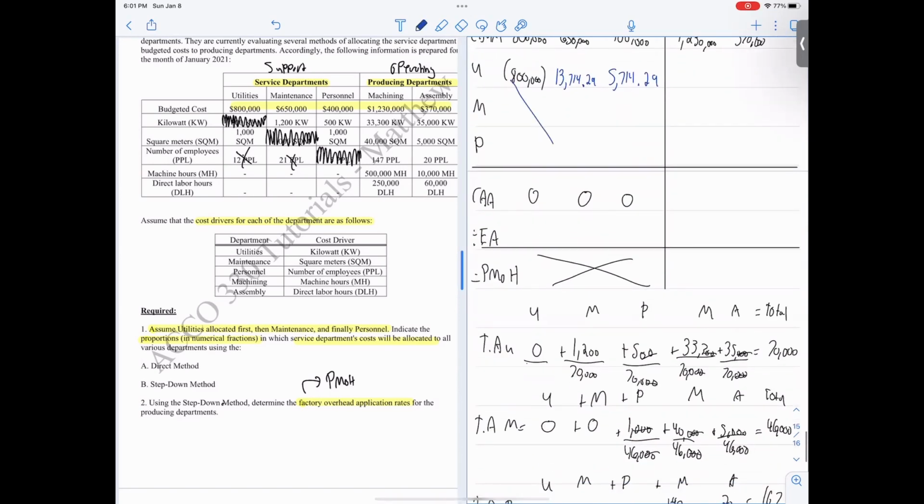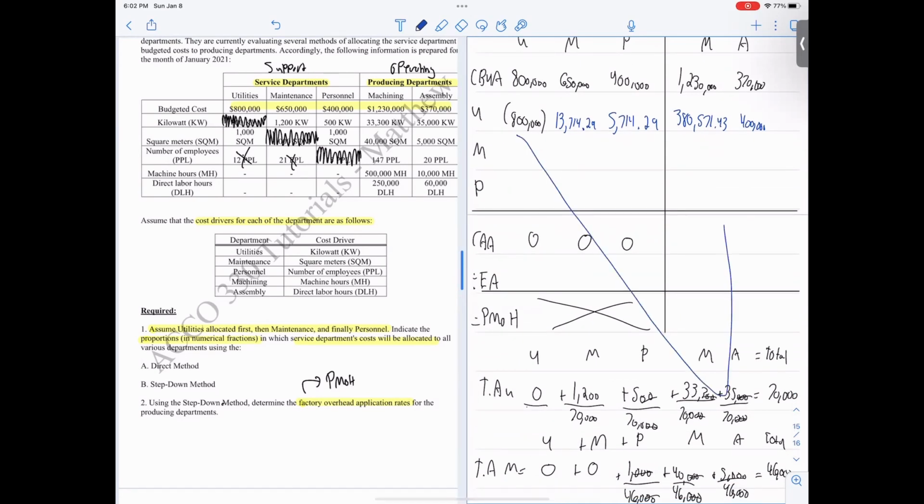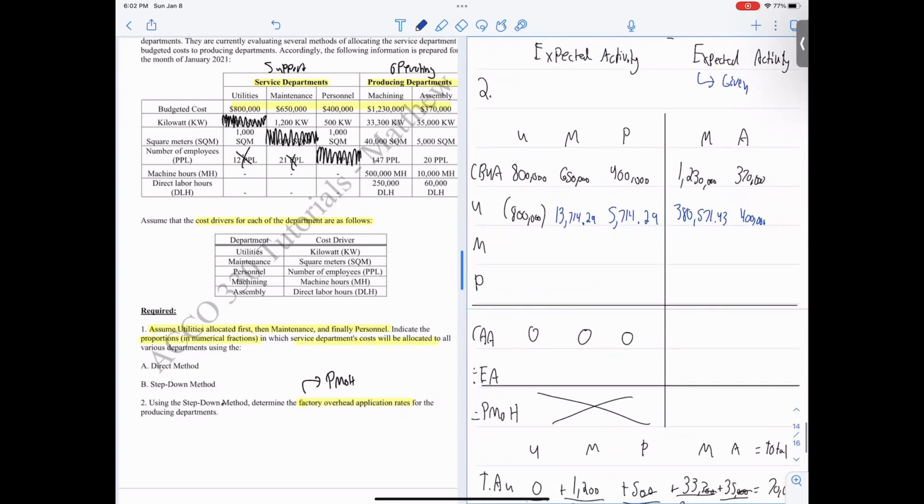Okay, then 800,000 times 333 over 700. That gives you 380,571. Okay, reading a solution is hard. 0.43. Then 400,000 is the next one for assembly. Okay, that's 800,000 times 350 over 700. Now that's allocating utilities to every other support department.